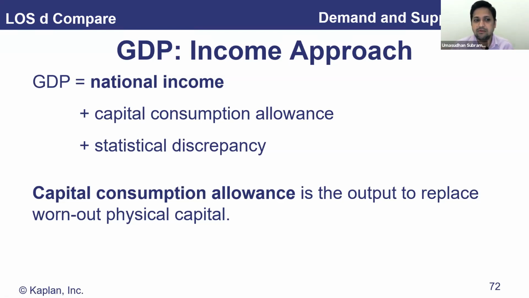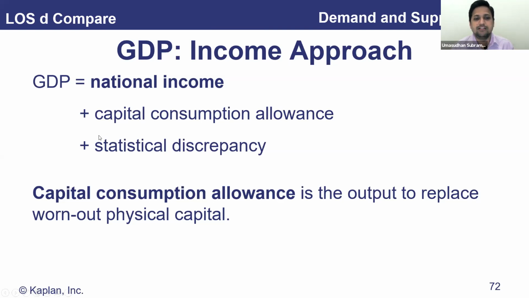That is, you are going to calculate your GDP based on your national income plus your capital consumption allowance. What is the meaning of capital consumption allowance? Every time, companies have to spend money on maintenance capex. Maintenance capex means you need to spend some amount of money to replace worn out physical capital. That's what you need to add to your national income.